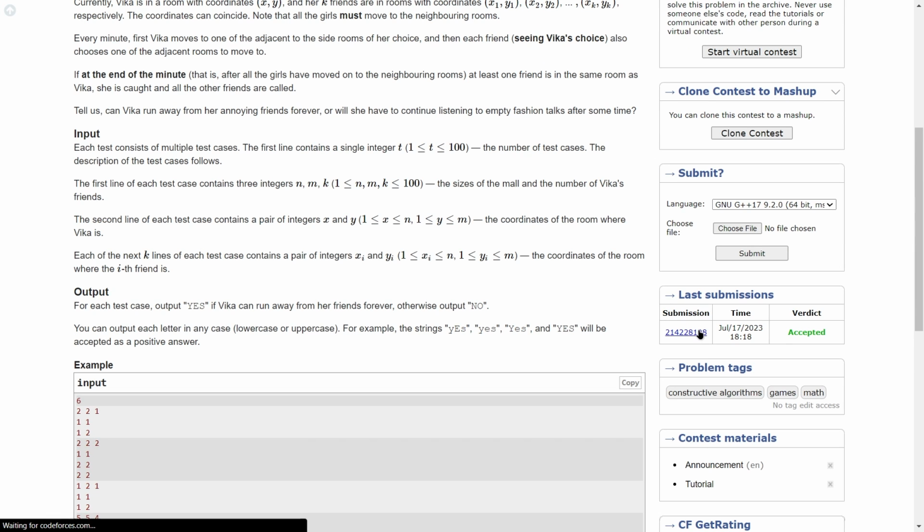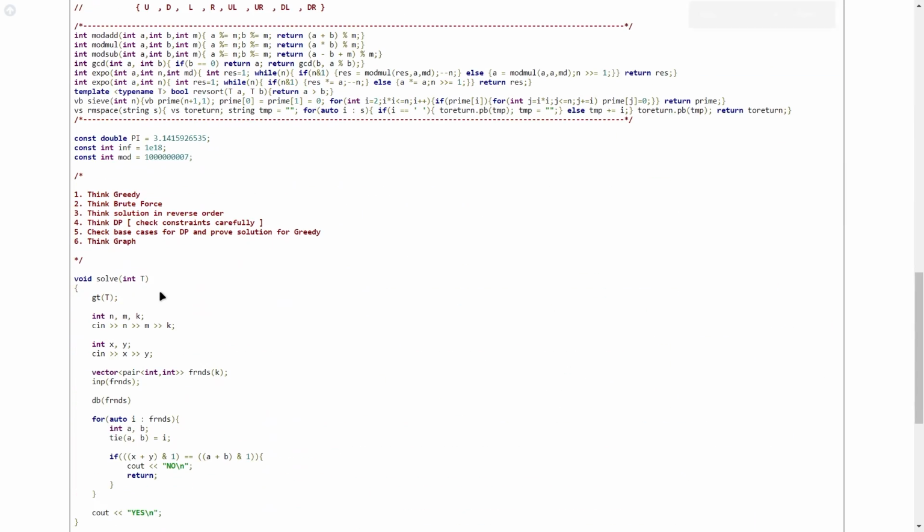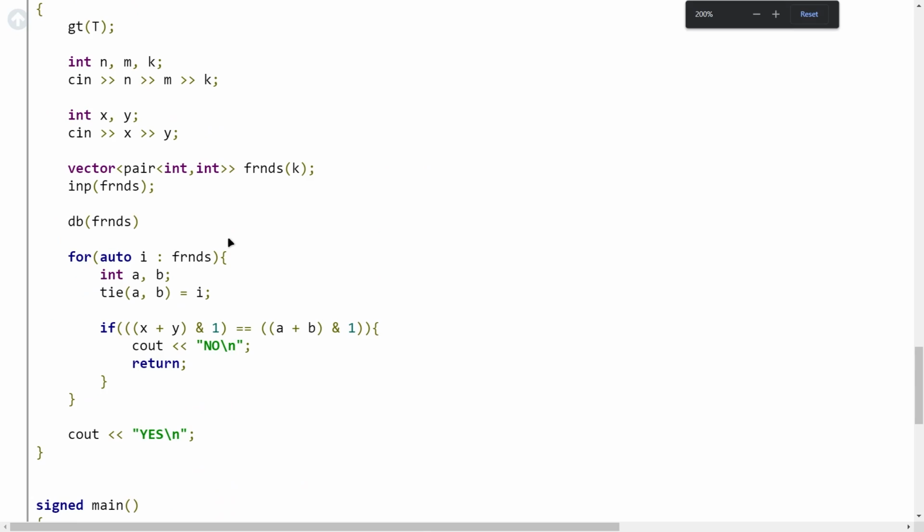Now let me just show you the code of how I did it. So you will see that we have taken some input n, m and k and she has k friends. So I am taking pairs of integers and I am taking input in this vector of size k. Now I am just traversing through all the values and I am taking the indexes a and b. Now if (x + y) & 1, that means the color of Vika's cell and the color of our friend's cell are equal, that means the answer should be no. That means Vika cannot escape and there will be at least one moment when they will get stuck, and I can just return from here. Otherwise, at the end I can just always print yes. Right. So this was the solution to the first problem.